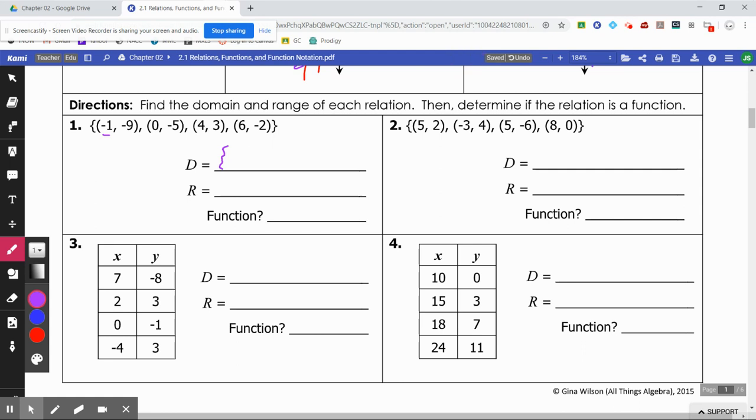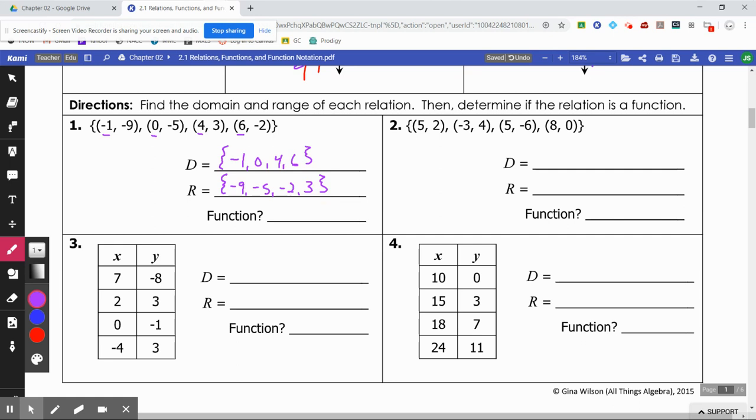The set of all x values. So here are my x values, and I'm even going to put them in order. That'd be -1, 0, 4, and 6. That would be your domain. Your range is the set of all y values. Let's see, putting them in order, that'd be -9, -5, -2, and +3.